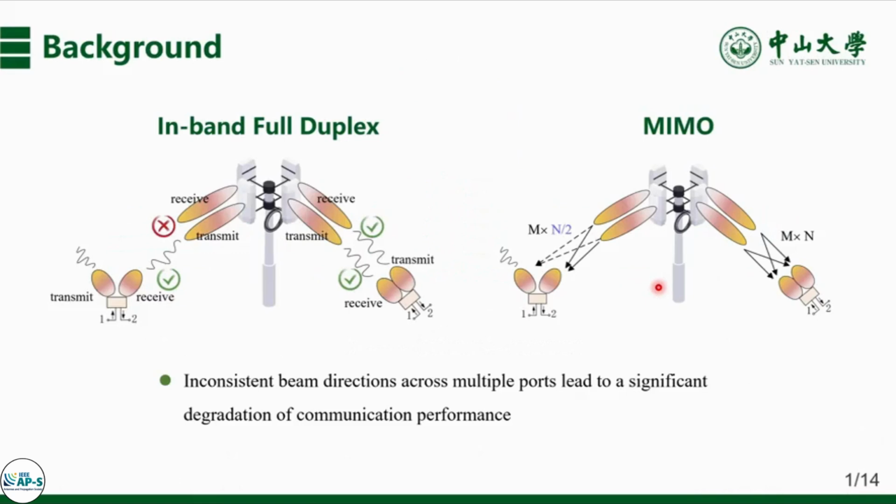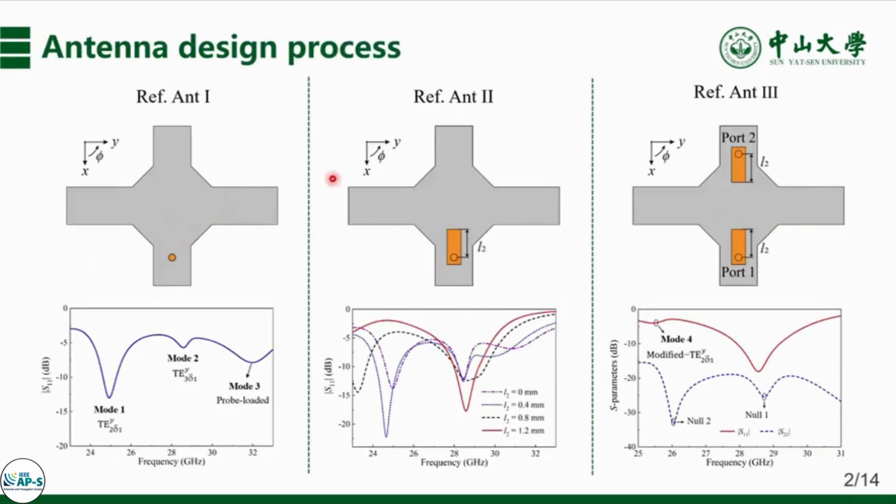For both IBFD and MIMO systems, if the beam directions of multiple ports are inconsistent, the correlative communication performance would be significantly reduced. Therefore, it is a challenge for these systems to achieve pattern consistency while maintaining adequate isolation. This picture shows the design process of our IBFD antenna.